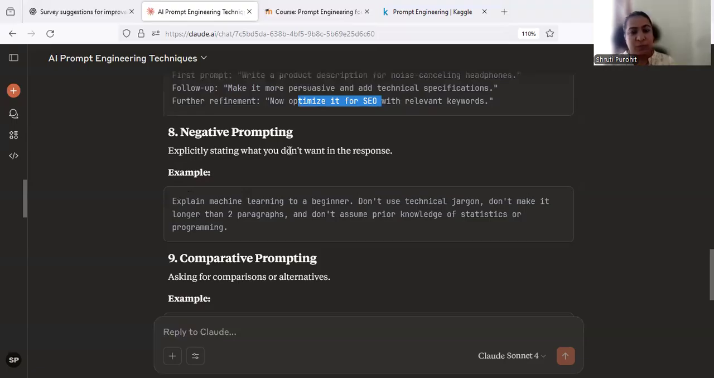Now, negative prompting. So explicitly stating what you don't want in the response. Rather than asking AI what you want, you are just mentioning what you don't want. So this is the negative prompting. For example, explain machine learning to the beginner. We are saying don't use technical jargon, don't make it longer than 2 paragraphs, don't assume prior knowledge of statistics or programming. So we normally know what we don't want, right? This kind of prompting is negative prompting.